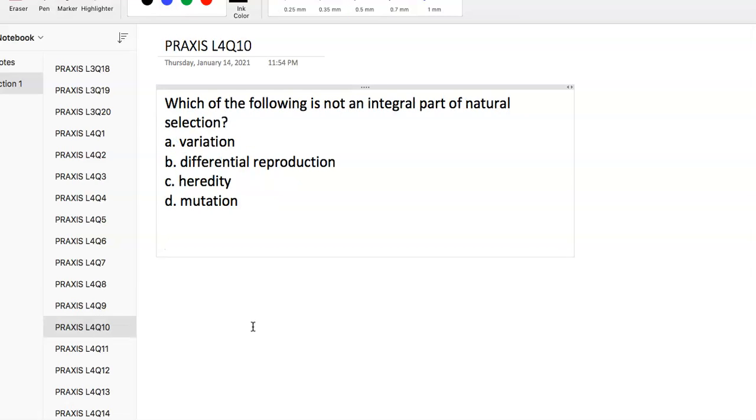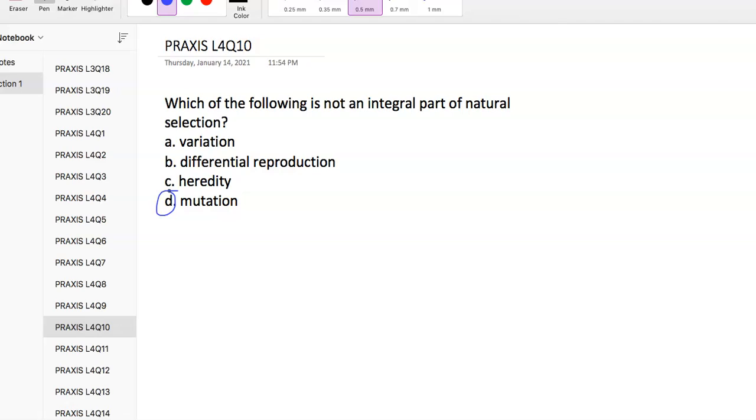Which of the following is not an integral part of natural selection? That would be mutation. So within a species, individual variations exist naturally. Some organisms are faster, more colorful, bigger, or smarter than others in their species. Individual variations sometimes are helpful, sometimes they're neutral, sometimes they're harmful.